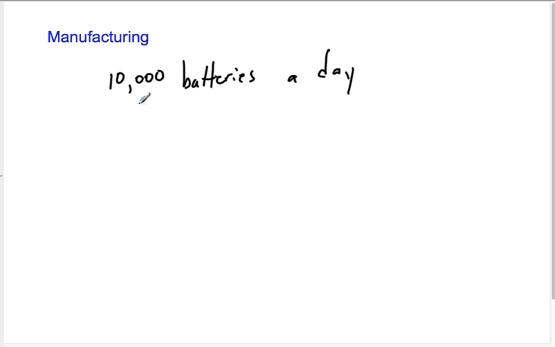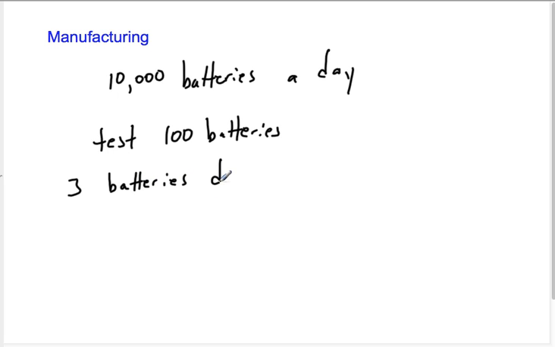But let's say out of those batteries, they test 100 of them. So test 100 batteries. This is kind of similar to some of the stuff we were talking about in the last chapter. But out of those 100 batteries, 3 of them don't work. 3 batteries don't work. Okay. So in this case, you can't use theoretical probability because there's not an equally likely chance that a battery works and doesn't work. So you have to use experimental probability here.